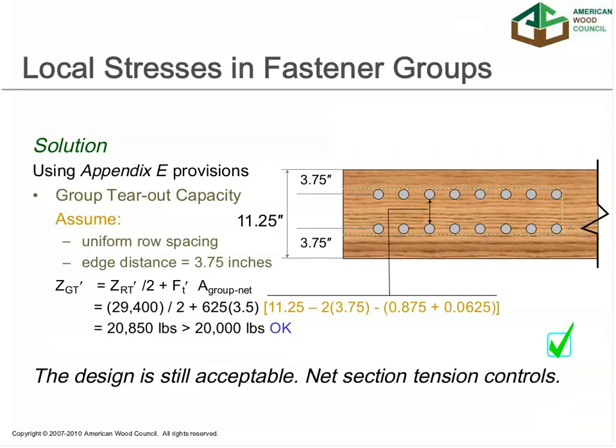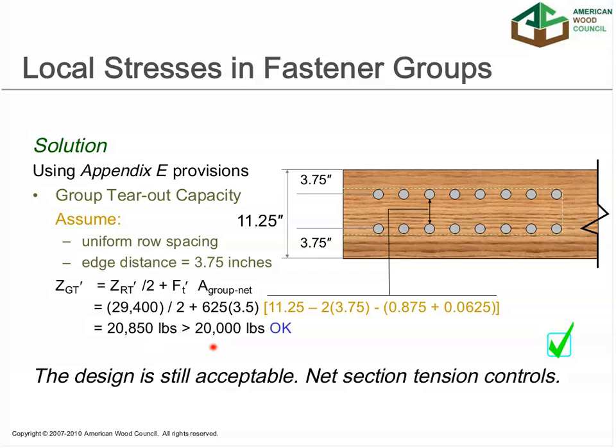So then the third equation is this group tear out equation. And so we're going to deduct or calculate that net group area there as part of the equation. And again, we're moving quickly, but you can go back and check these numbers on your own since you have the handouts. We come up with a capacity of 20,850 pounds. Again, more than what we need for the 20 kip load. So the design is still acceptable.